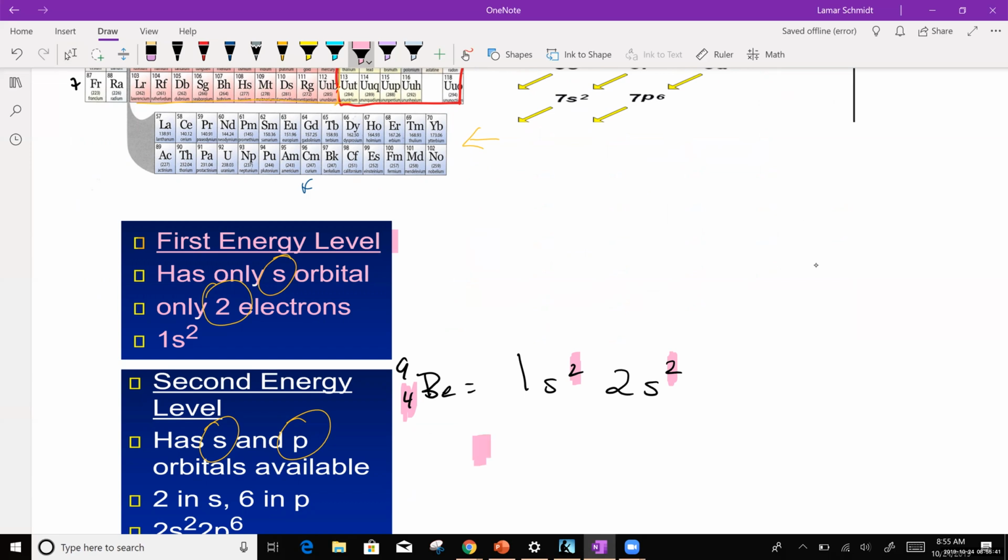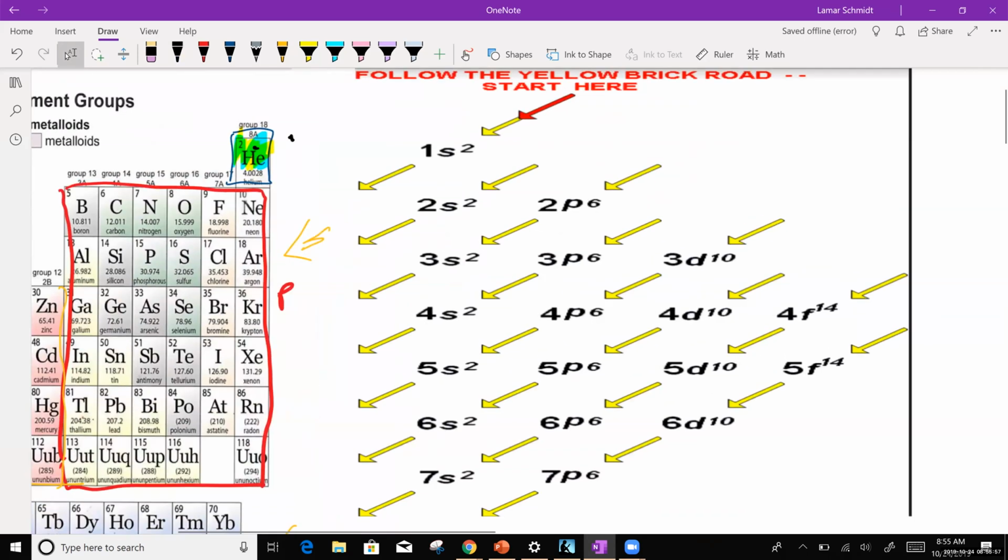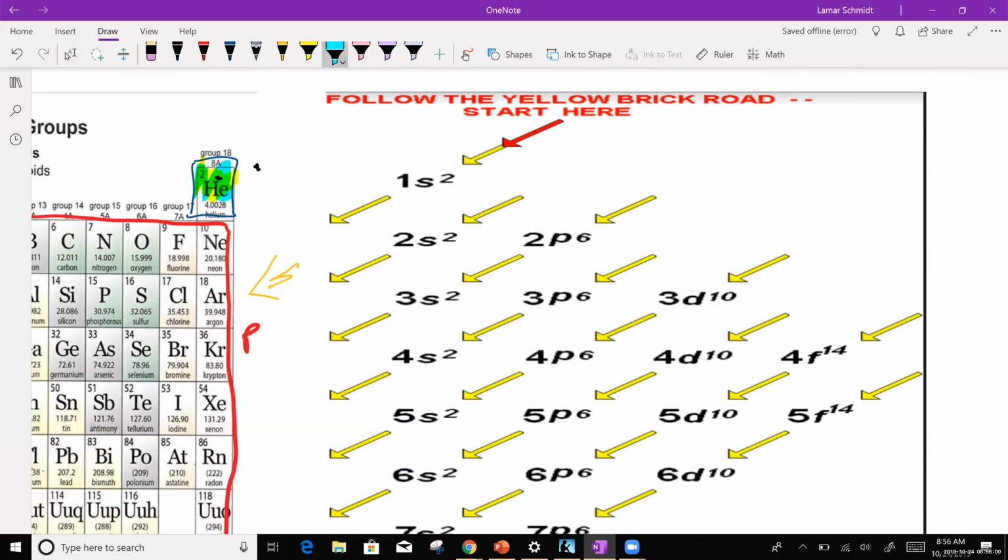One other way of doing this is to use your yellow brick road. And so we can still write 2s2 because we can find that on our periodic table. And then we go back to our yellow brick road. And on our yellow brick road, this is very important that you follow the symbol that says start here. You're going to end at 2s2. This is where you're ending. So you're going to start here and go to where you end. And you follow the arrows.